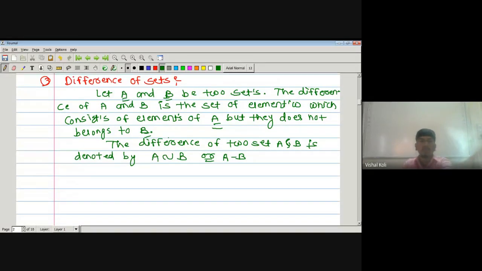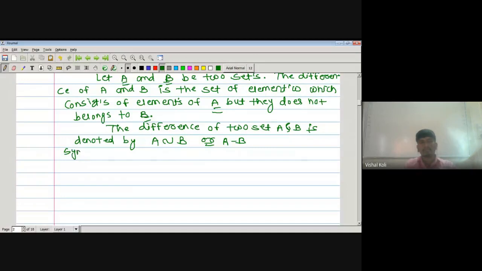Symbolically, it can be written as A minus B, or this symbol is nothing but it contains all x such that they are belonging to A, that is they are members of A but they are not members of B. These elements are belonging to A minus B only.